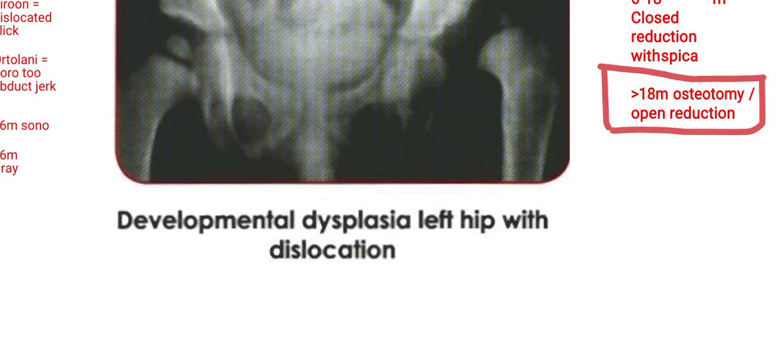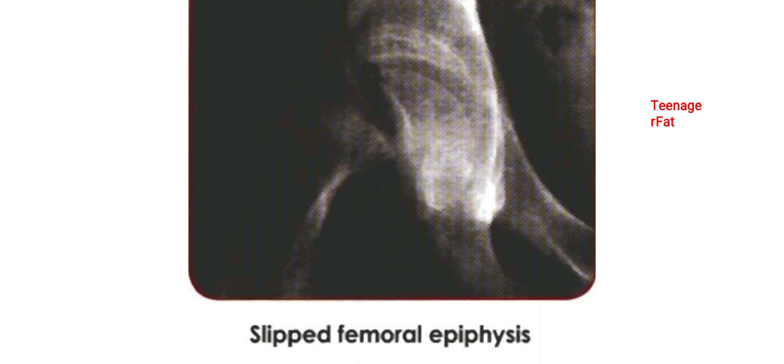So this is the case of developmental dysplasia of the left hip with dislocation, detected early, from birth to 1 year of age, and it's very common in girls. This is the second X-ray. This is the X-ray of slipped femoral epiphysis.